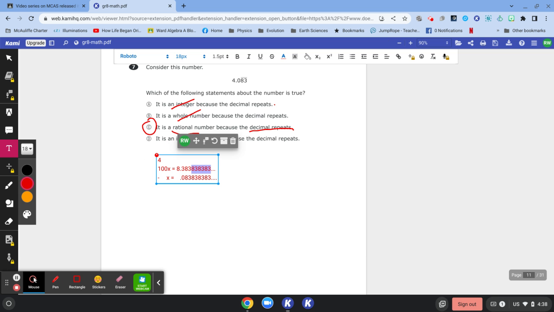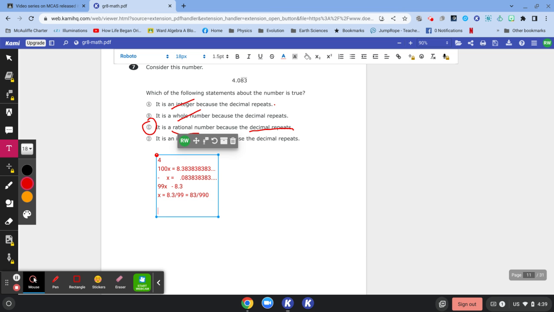So all of these 83s minus all of these 83s, and it's an infinite number of repeating 83s, they're all going to go away. And I'm going to end up with, on the left, 99x, but on the right, simply 8.3. And I can simplify that and make that x equals 8.3 over 99. And then I'll make sure I don't have a decimal in there by multiplying top and bottom by 10. 8.3 becomes 83, and 99 becomes 990.